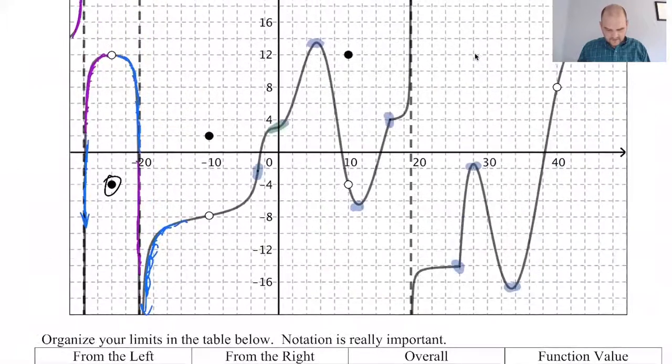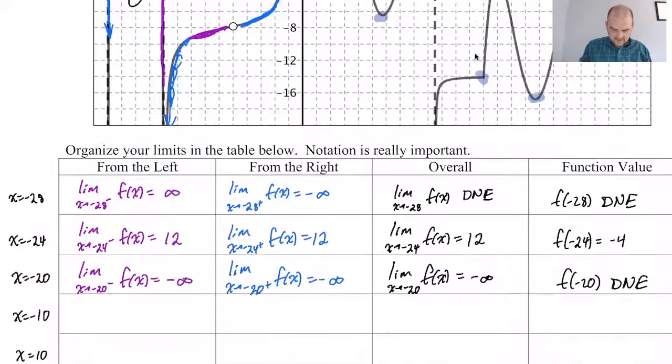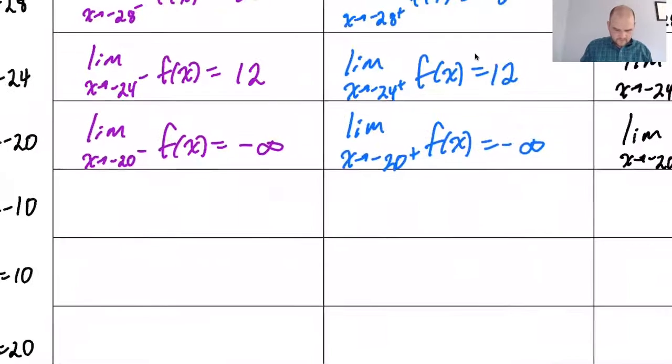Moving on to negative 10. All right, negative 10. I feel like once you get the gist of this, it's not really that bad. There's from the left, from the right. Both of those are approaching negative 8, so that's an exciting moment. We'll get to say that the limit exists. The limit as x approaches negative 10 from the left of f of x is, I think I said negative 8. I hope I said negative 8.